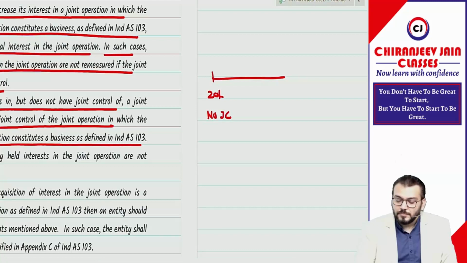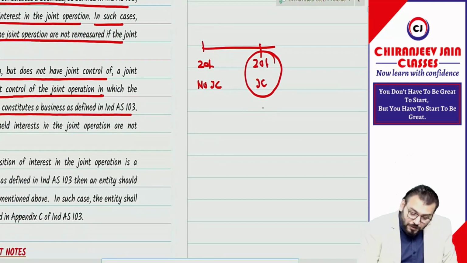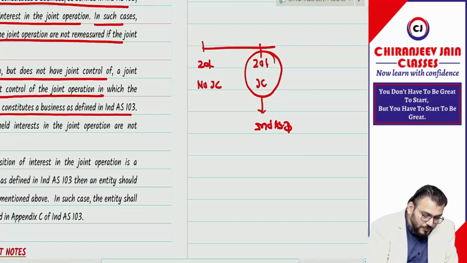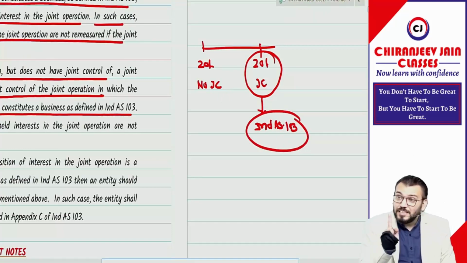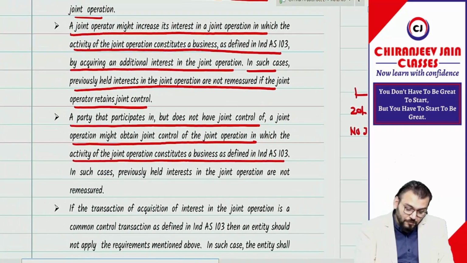Correct. But now they acquired more and they got joint control. Quite possible. Then on this date apply what? Ind AS 103. Understood? On this date apply Ind AS 103. For how much percentage? 20%, not 40%. Correct? What are they saying?